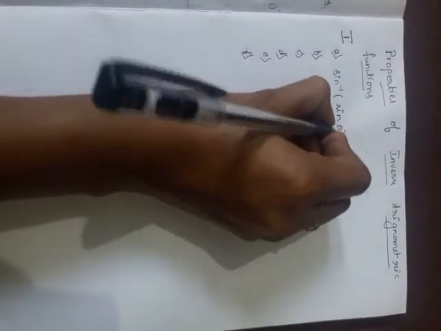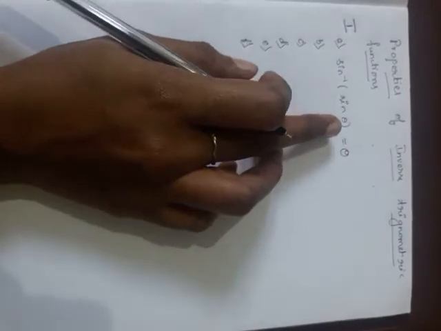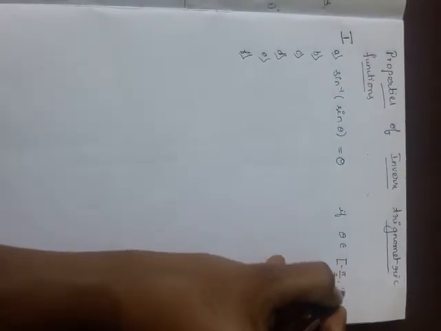Okay. For the first, the sine function: sine inverse of sin theta is always equal to theta. That means in sine inverse of sin theta, the inverse and the function both get cancelled. What is left? Theta. Sine inverse of sin theta is equal to theta. Here the function is sine, therefore theta lies between minus pi by 2 to pi by 2. Understood?